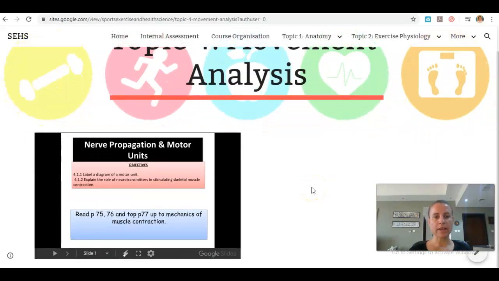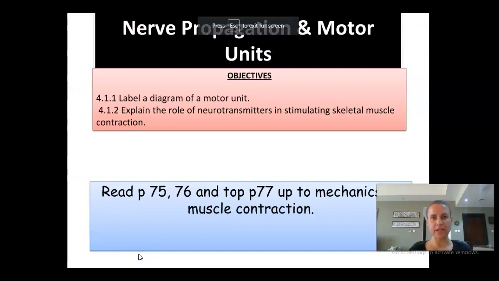First thing we're going to look at today is a beginning bit of this PowerPoint presentation about nerve propagation and motor units. So it's 4.1.1, label a diagram of a motor unit, and find out what a motor unit is, and then explain the role of neurotransmitters in stimulating skeletal muscle contraction.